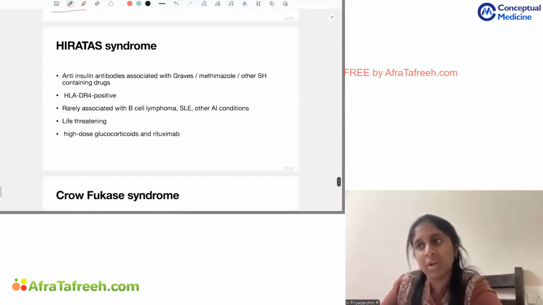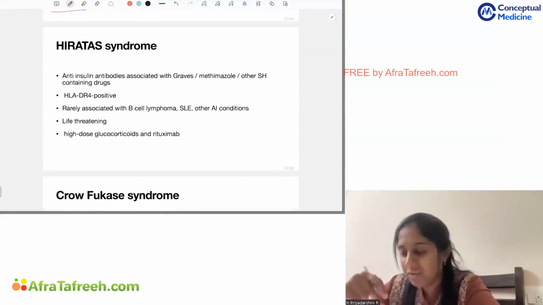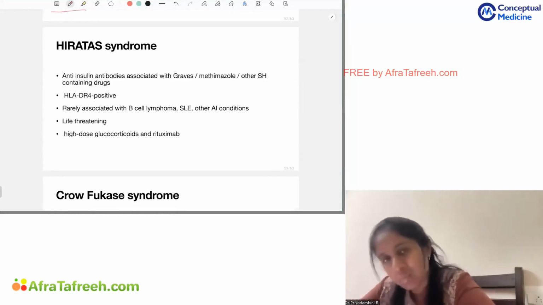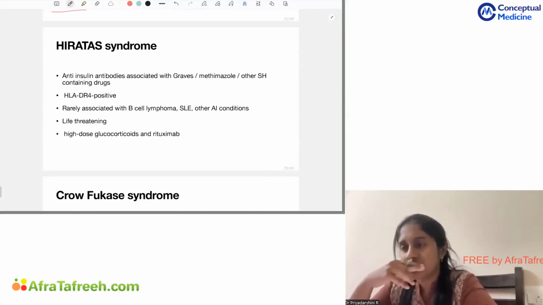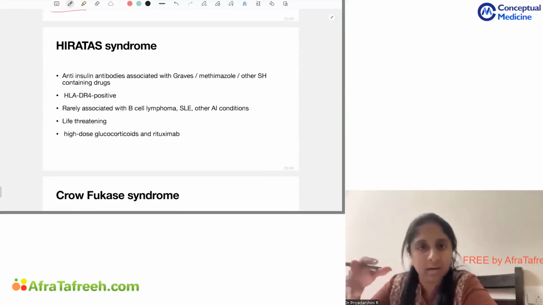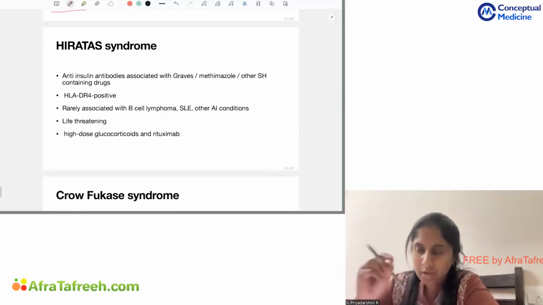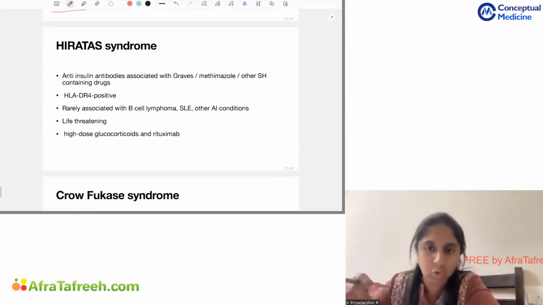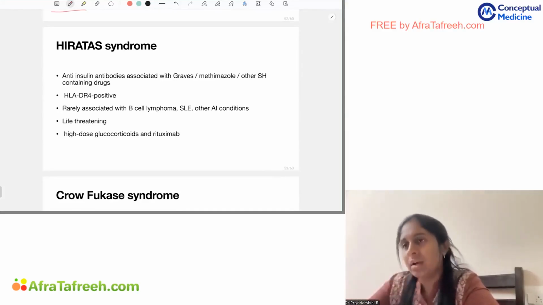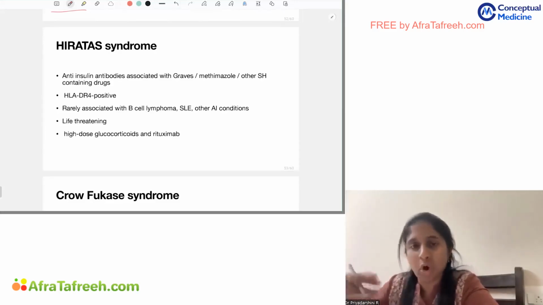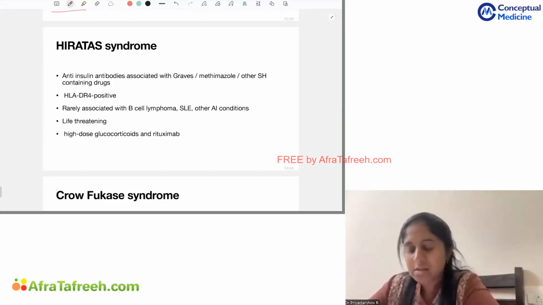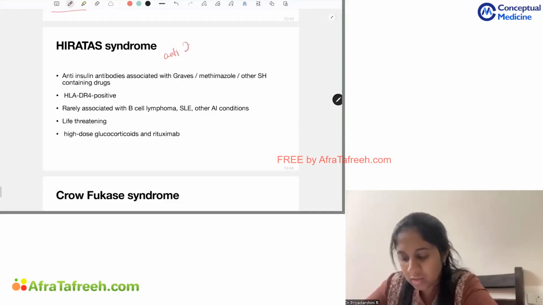Hirata syndrome is when you have anti-insulin antibody. You will have to differentiate anti-insulin receptor antibody from anti-insulin antibody. The problem here is you have insulin, which has a lot of disulfide linkages and sulfhydryl groups. If there is anything similar to an insulin molecule, or due to some other reason there is molecular mimicry, and it is now counteracting your insulin in the form of anti-insulin antibodies, you call it Hirata syndrome.